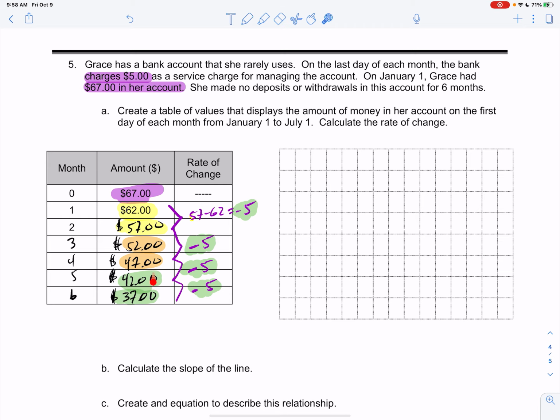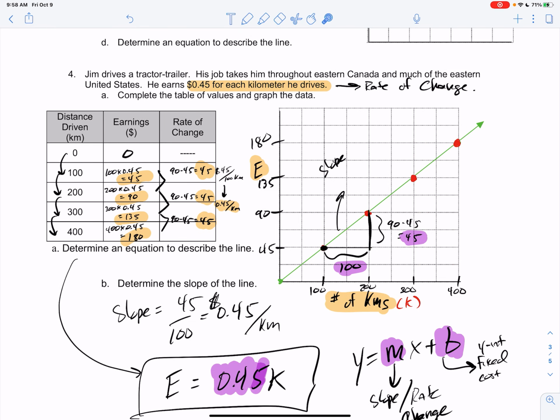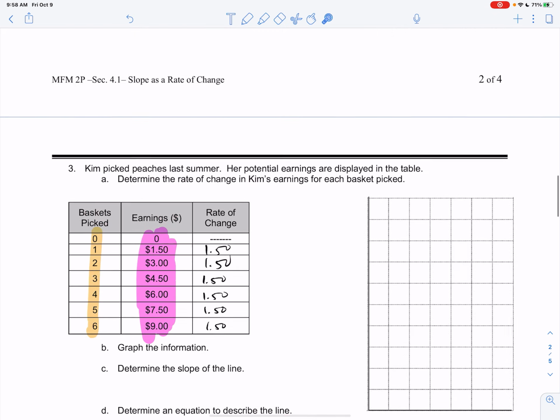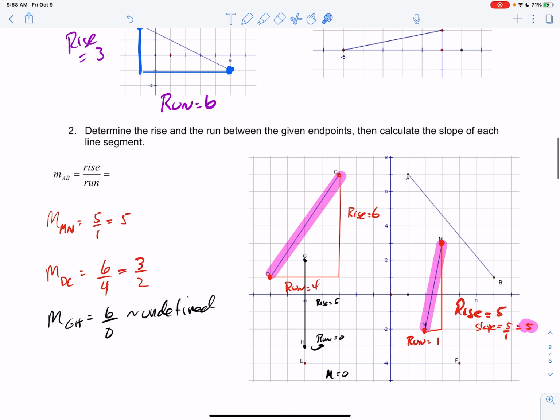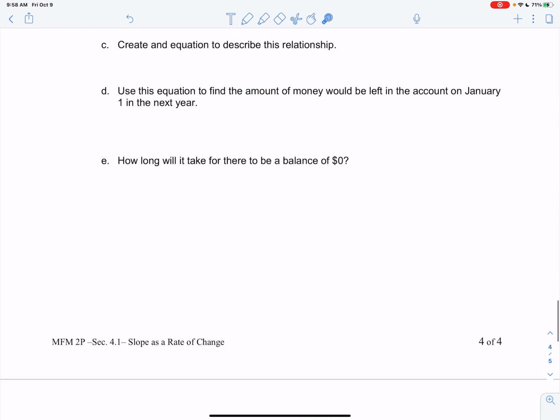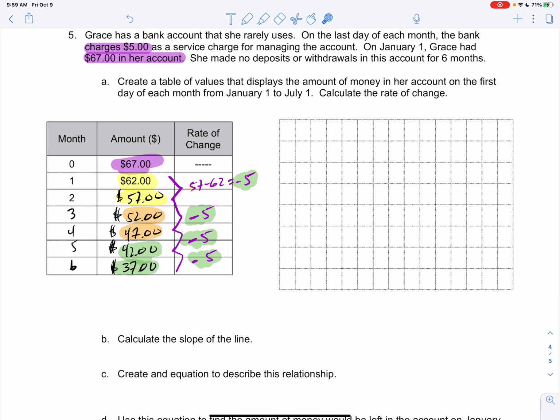Notice the values start at 67, you go down to $37 in 6 months. Whereas in a previous question, you'll notice your earnings are increasing, from 45 to 180. That's why the equation was increasing as you read it from left to right. That's why my rate of change was positive. Likewise here, you're going from $1.50 to $9, right? So those equations were increasing, so you had a positive rate of change. For these ones here, they're decreasing values. So when you go to graph this, the line should be going downwards. Okay, so finish up 5, and then we'll meet up and discuss this further.